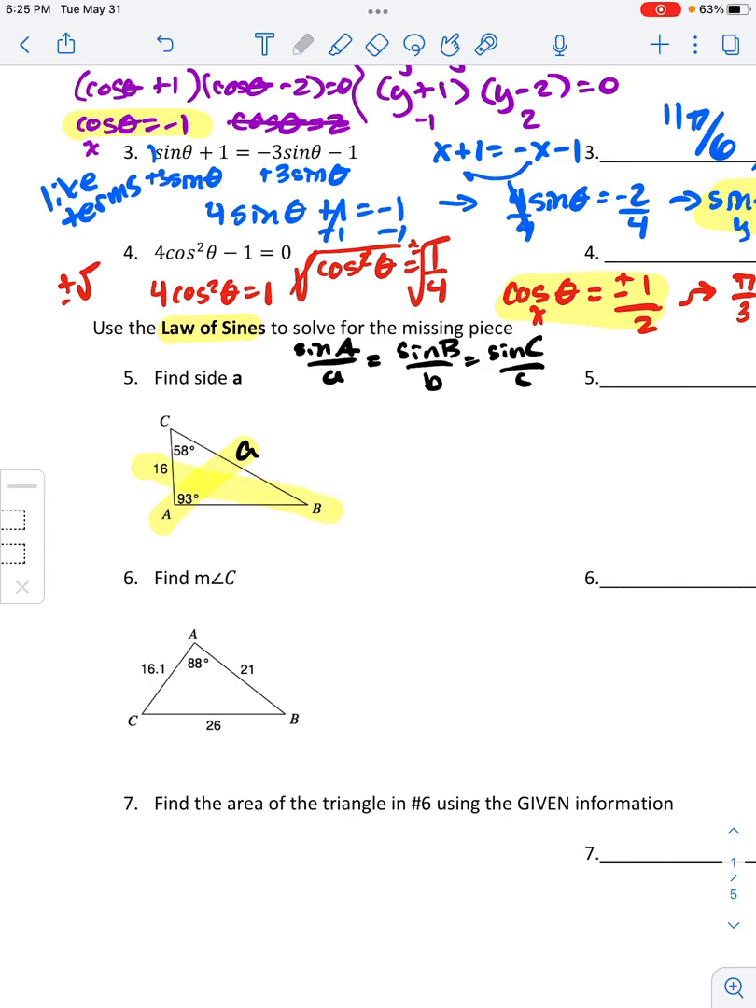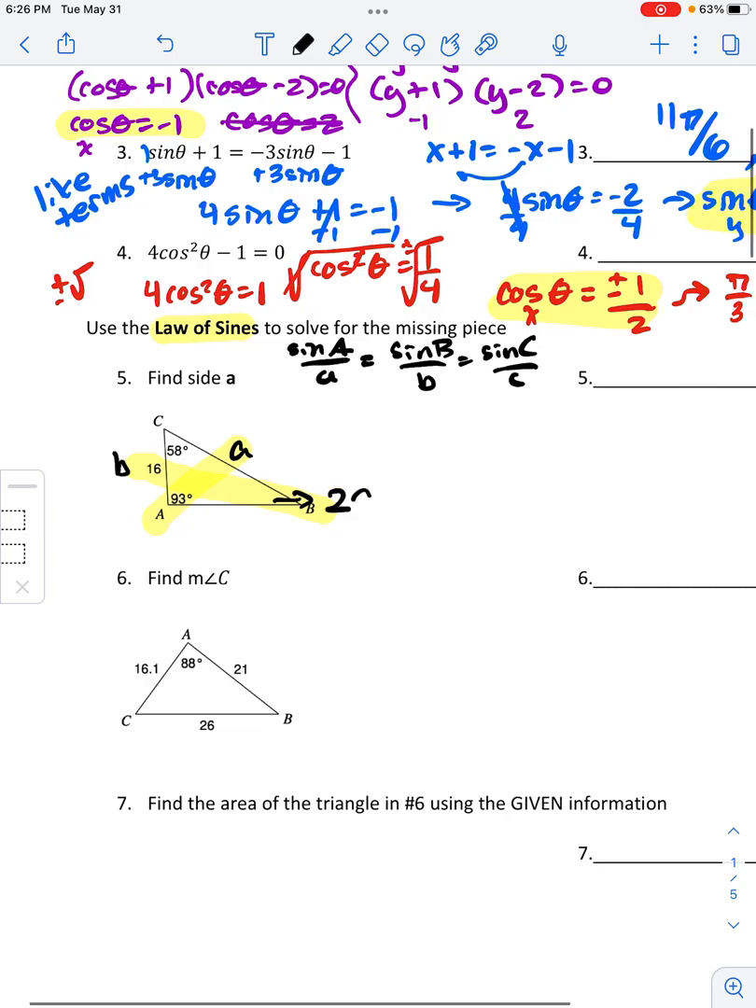So they gave me side B, but I know angle B through subtraction because it has to add up to 180. So I'm going to bust out my calculator because why not? I'm also going to check that I'm in degree mode because that would really be bad. So 180, I'm going to take away the 58 and the 33 that they already gave me. So I'm getting something that doesn't make any sense. 180 minus 58. Oh, that's because I can't see. So 180 minus 58 minus 93 is 29. That seems way more logical.